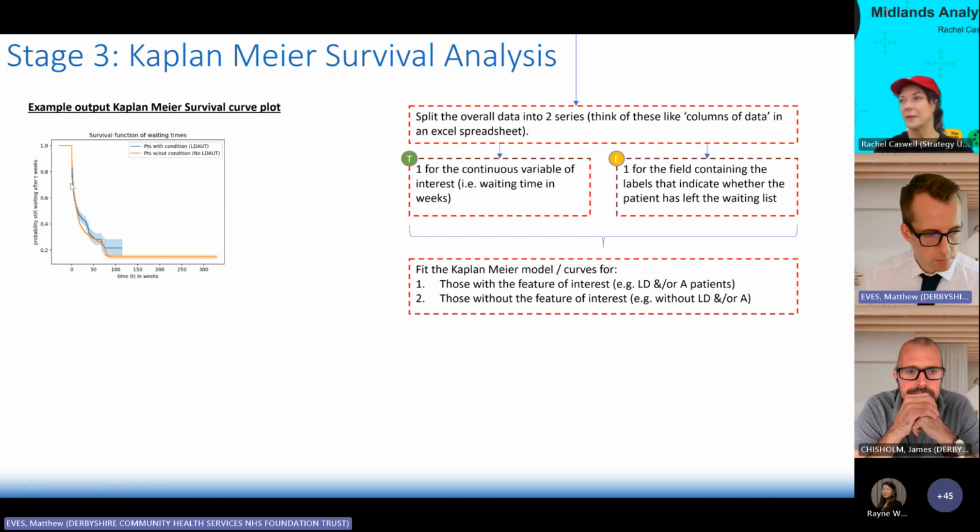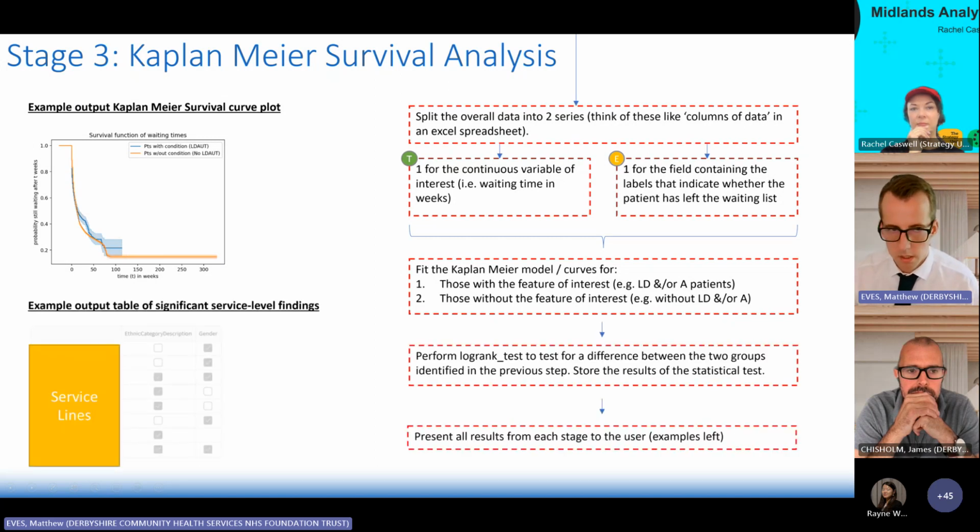But as time progresses, your probability reduces because people start to get seen. And so it plots the two groups together with confidence intervals, and it subsequently runs a log rank test to test if there is a difference in that probability spread, for want of a better word. And then finally, it presents these results to the user.